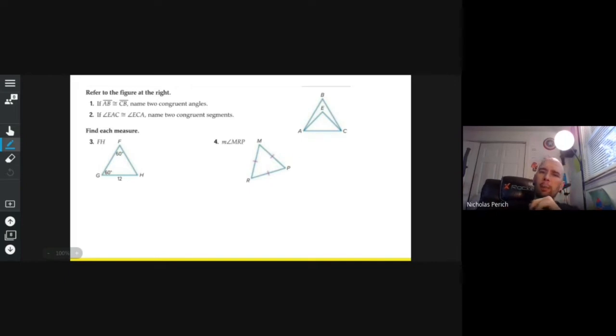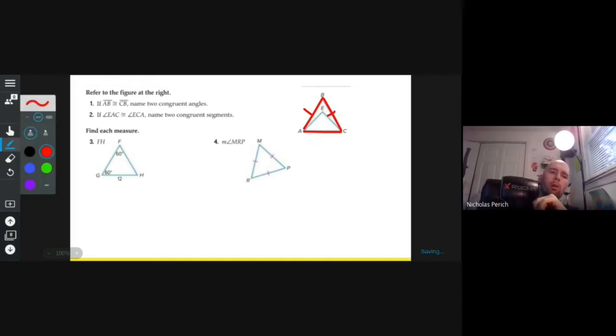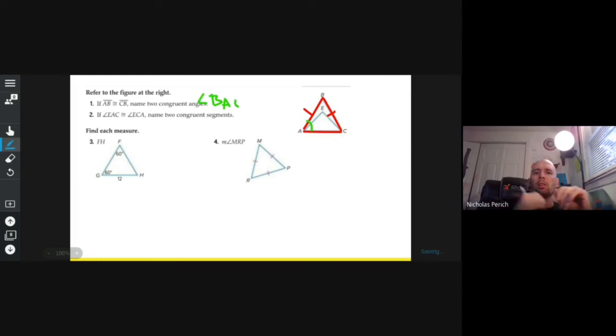So if AB, again, we're talking about this triangle that I made in red. I don't care about the little triangle living in between. Those two sides are the same, which means what two angles are the same? Well, Athena, I believe, said BAC. So let me write out BAC, and I needed to put the angle sign there. What was the other angle? BCA. Good, Lily.